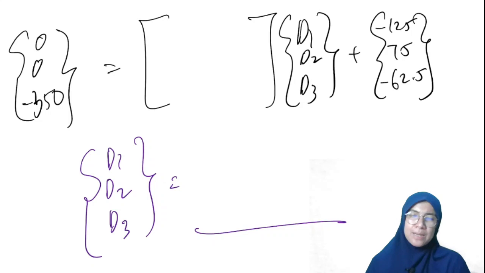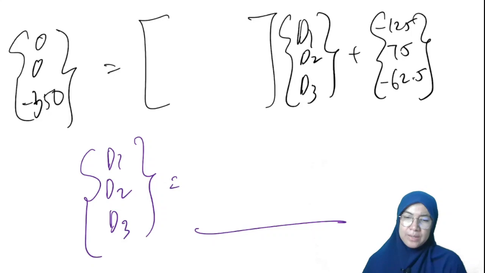Once you have determined D3, we continue: use D3 back, put it into the matrix stiffness equation, and then solve for the unknown reactions.